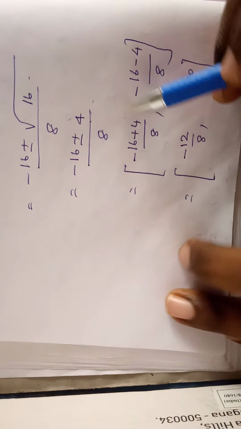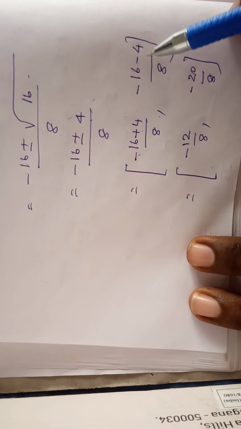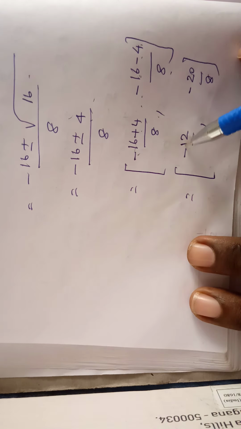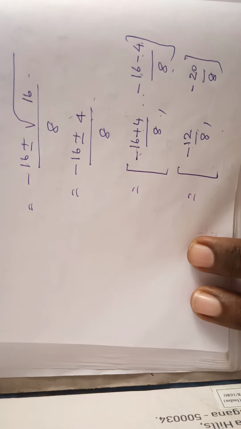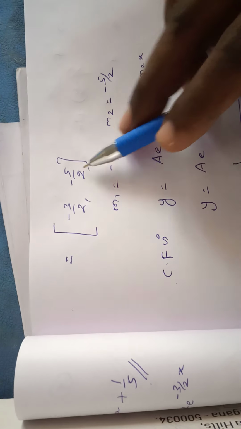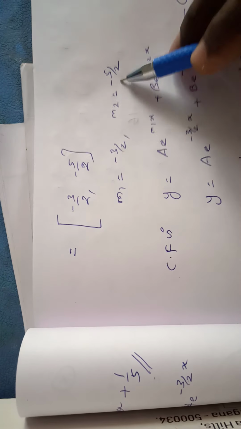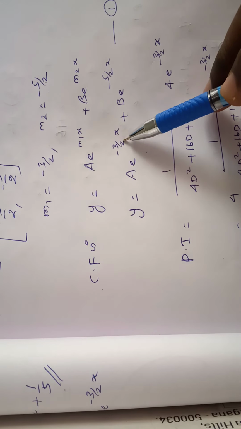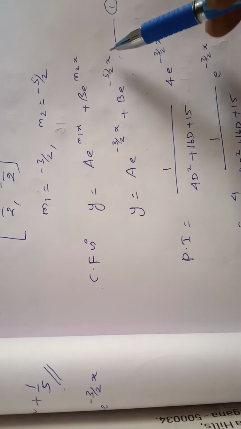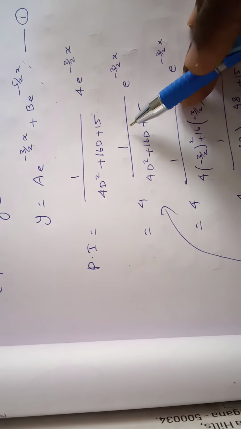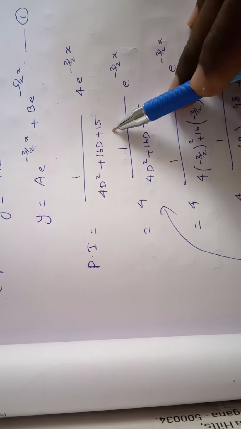The square root of 16 is 4, so minus 16 plus or minus 4 by 8. We have to take the two cases. One is minus 16 plus 4 by 8, another one is minus 16 minus 4 by 8. So minus 12 by 8 and minus 20 by 8. Cancelling these two values, the first one is minus 3 by 2 and the second one is minus 5 by 2. The two values are m1 equal to minus 3 by 2, m2 equal to minus 5 by 2. The complementary function is y equal to a e power minus 3 by 2 x plus b e power minus 5 by 2 x. Equation number 1. Next we have to compute the particular integral, 1 by 4D square plus 16D plus 15 operating on e power minus 3 by 2 x.